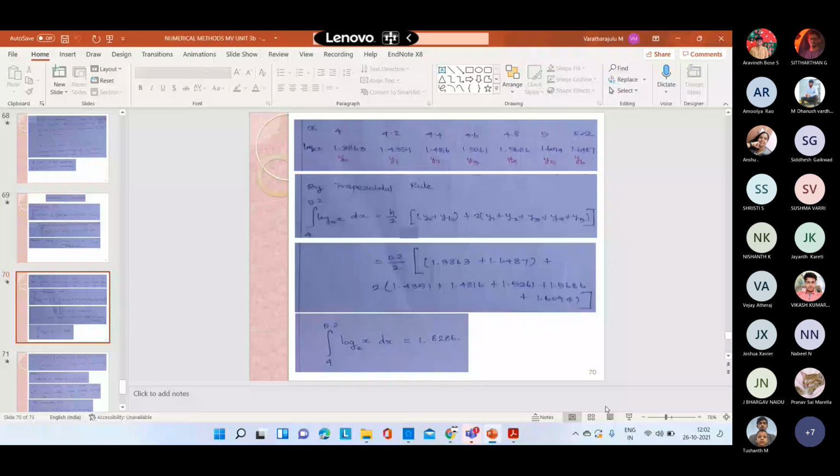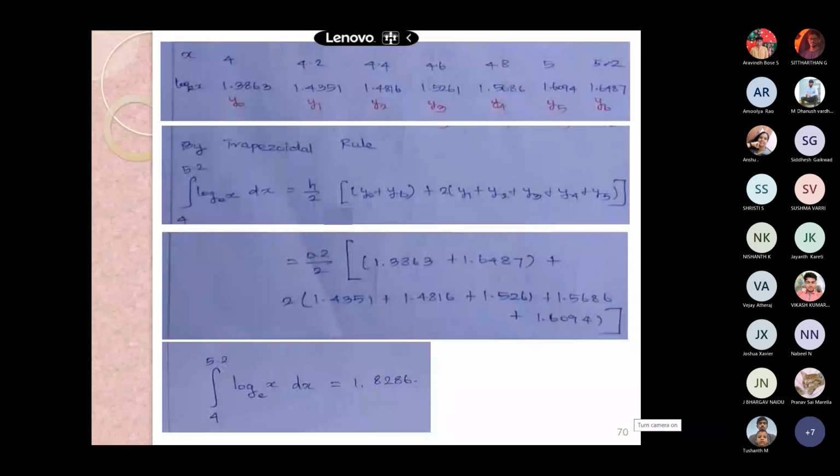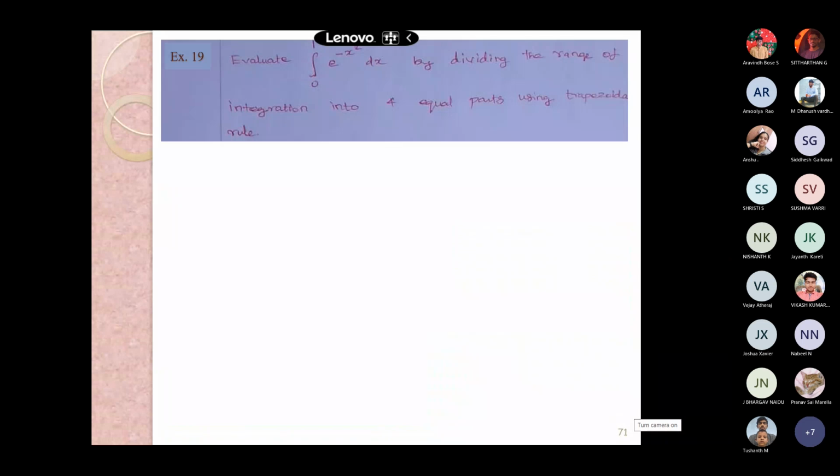Okay. Again, my slides are visible. Yes, sir. In the similar fashion, you try the answer before doing your calculation, and if your results are not concurrent with the calculated results, then somewhere we made a mistake, and you try to resolve the mistakes and get the accurate answers. And this is exercise number 19. Evaluate integral over 0 to 1 e power minus x square dx by dividing the range of the integration into 4 equal parts using trapezoidal rule.